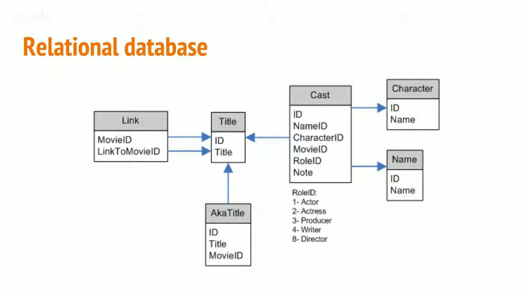So when we search the actor's name of the movie, we will first search the caster, and then we move to the name table, and we will get the answer. So all the tables are relational.